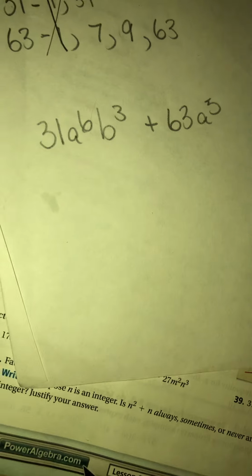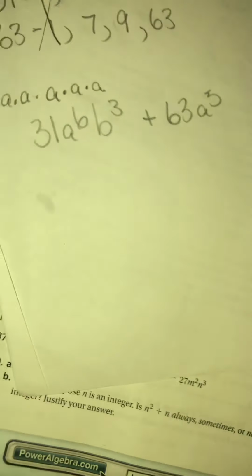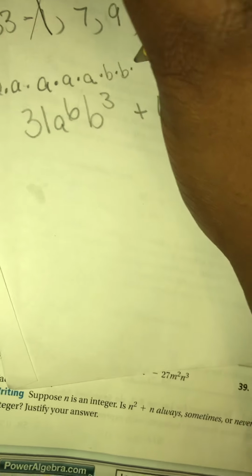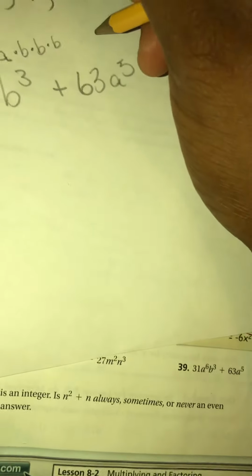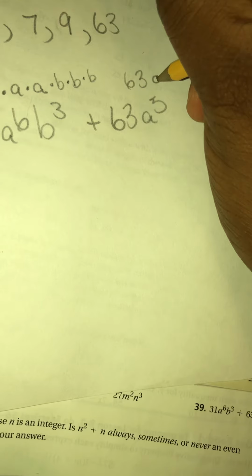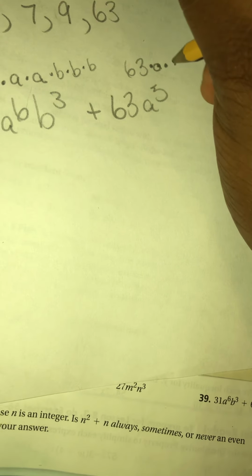However, we need to look at the letters. We need to look at the variables. So there's 6 A's here, 1, 2, 3, 4, 5, 6. So 6 A's, and then I added 31. And then 3 B's. So 1, 2, 3. Alright, and then here, I know that there's no factors, so I'm just going to leave 63 as is. And then I'm going to add 5 A's. So 1, 2, 3, 4, 5.